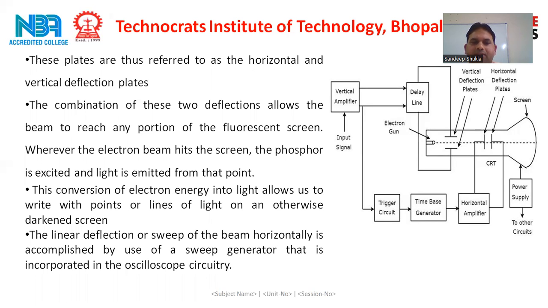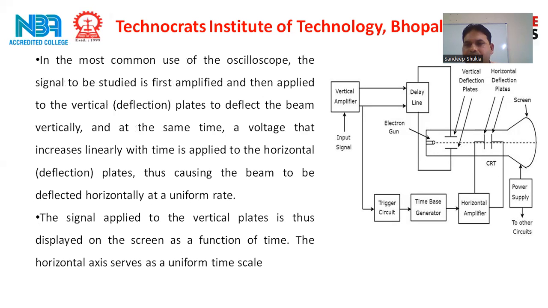This conversion of the electron beam into light allows us to write with points or lines of light on the otherwise darkened screen. The linear deflection or sweep of the beam horizontally is accomplished by a generator that is incorporated in the oscilloscope circuitry.